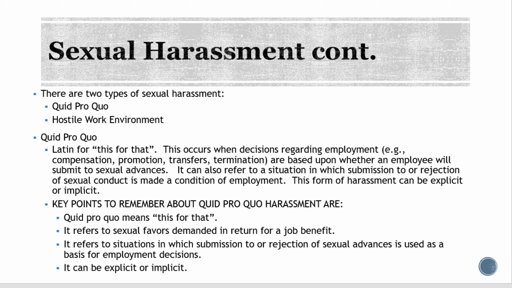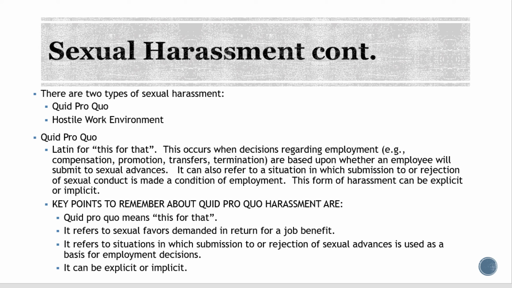There are two types of sexual harassment: quid pro quo and hostile work environment. Quid pro quo is Latin for this for that. This occurs when decisions regarding employment, such as compensation, promotion, transfers, and termination, are based upon whether an employee will submit to sexual advances. It can also refer to a situation in which submission to or rejection of sexual conduct is made a condition of employment. This form of harassment can be explicit or implicit.